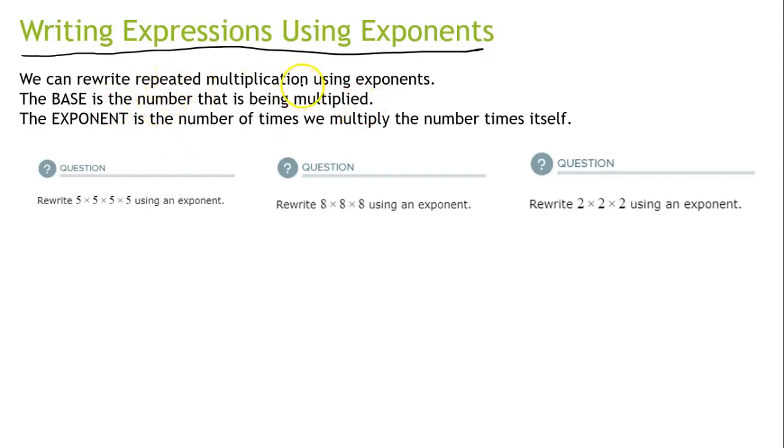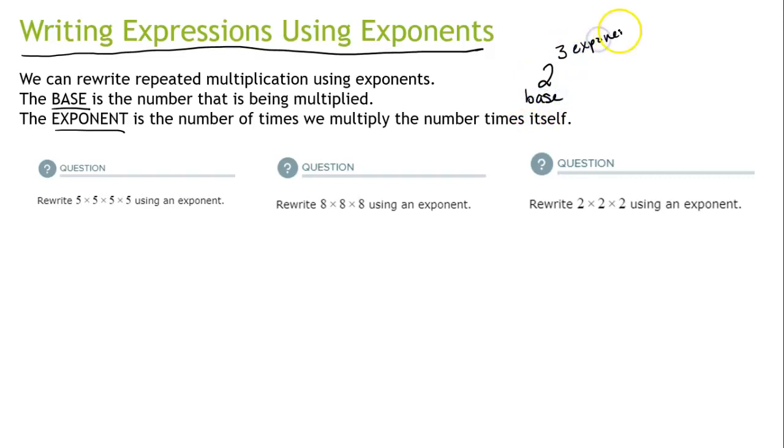We can rewrite repeated multiplication using exponents. The base is the number that's being multiplied. The exponent is the number of times we multiply the number times itself. So for example, 2 to the third. I want you to write this in your notebook. 2 is your base, 3 is your exponent.